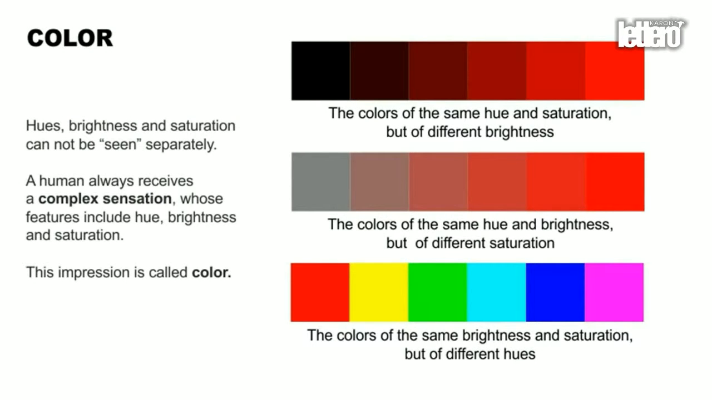Hues, brightness, and saturation cannot be seen separately. A human being always experiences a comprehensive sensation, which is composed of a hue, brightness, and saturation. This comprehensive sensation is called a colour. Colours of the same hue and saturation, but of different brightness. Colours of the same hue and brightness, but of different saturation. Colours of the same brightness and saturation, but of different hues. Hue, brightness, and saturation are the parameters of colour.